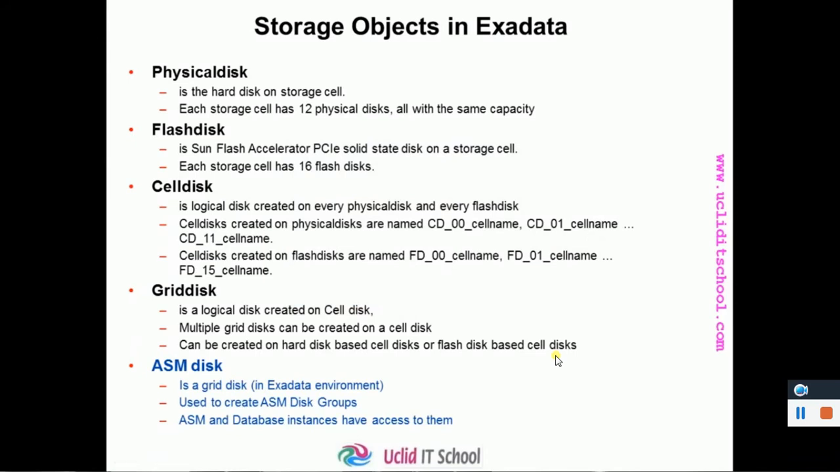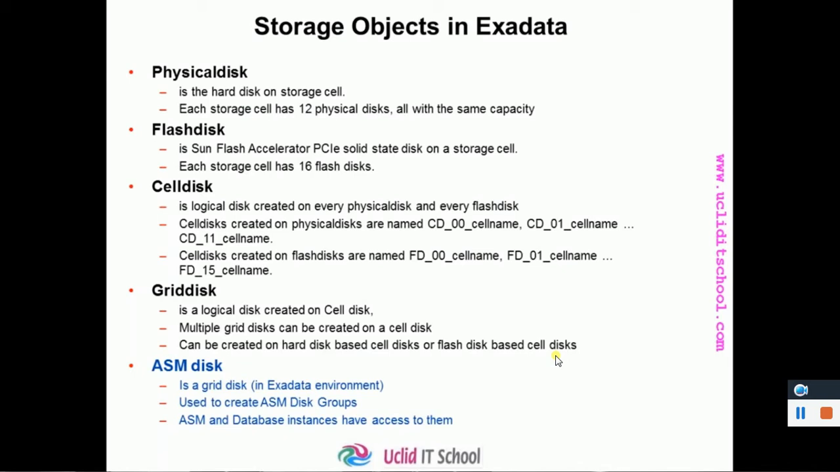Next object is flash disk. These flash disks are present only on the storage server, not on the database server. And these flash disks are attached as PCIe cards, not as the hard disks which are behind the controller. So they are directly attached to the system bus over PCIe slots. And again, each storage server has 16 flash disks or flash modules.